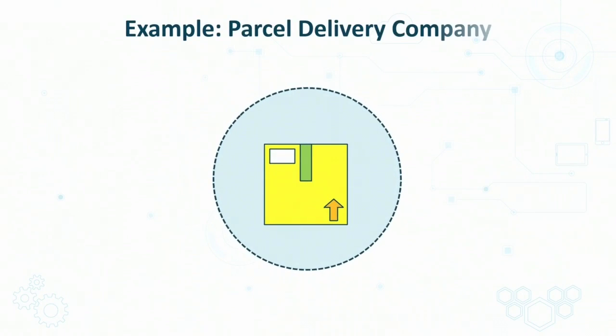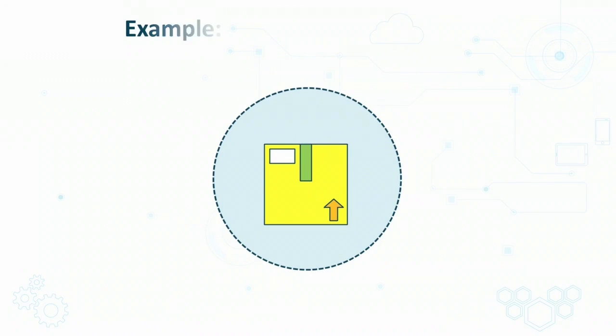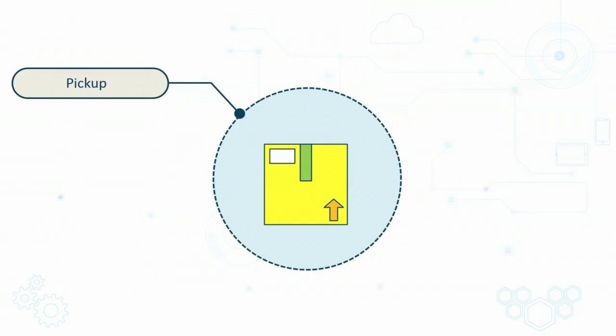Consider this example. To accomplish its goal of speedy delivery, a company that specializes in parcel delivery is divided into 4 functional areas or business units. The first functional area is pickup. Here, delivery trucks pick up packages from homes and businesses and deliver them to local warehouses.